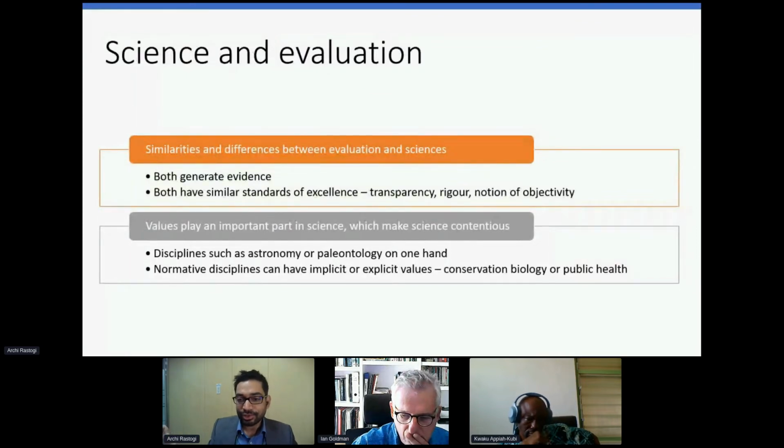So this creates fertile grounds for contentions. It's less relevant for disciplines such as astronomy or paleontology, where gains and losses are largely absent. But it's very relevant for normative disciplines, which have implicit or explicit values, and disciplines such as conservation biology or public health, which my colleague was just speaking about, can involve such decisions where gains and losses and probabilities are both quite relevant. And therefore, this applies as well to evaluations, because evaluations, after all, are systematic ways of generating evidence.